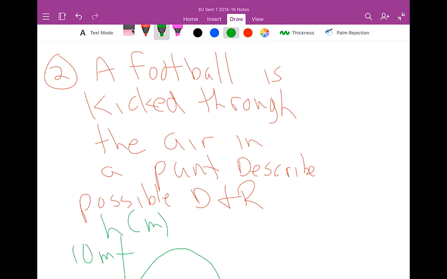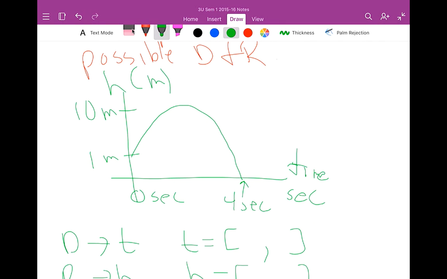Okay, number 2, graph. A football is kicked through the air in a punt. Describe possible domain and range. So here we go. We've got a graph. And this graph tells us that the kicker's foot is 1 meter in the air when he or she kicks it. The ball goes up in the air, reaches a maximum point, and then it comes down. And it would depend whether that ball was caught by someone or does it hit the ground, right?